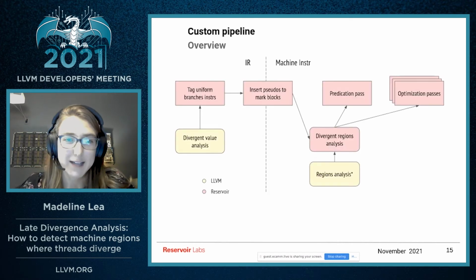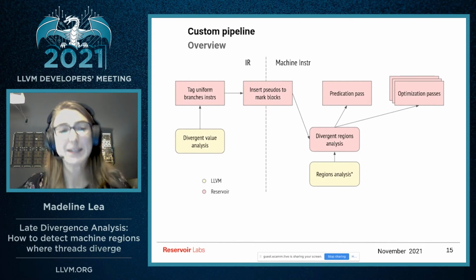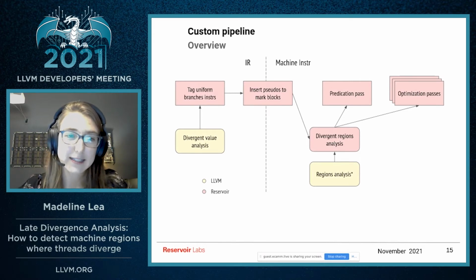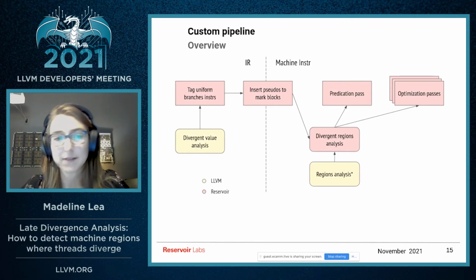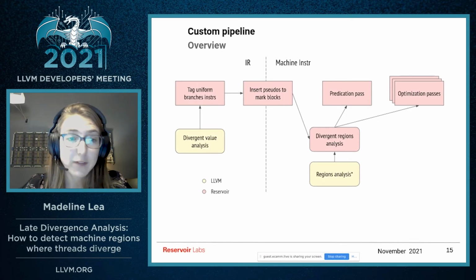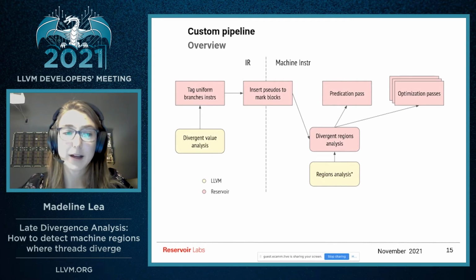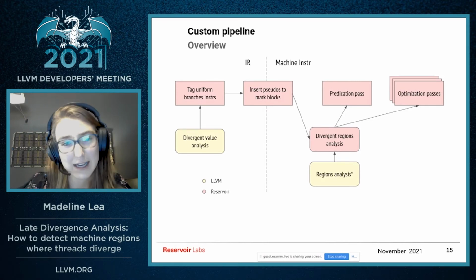To support this full analysis, we built a custom pipeline depicted here. We start on the IR code and we take in that LLVM divergence analysis, and we tag any branch instruction that's known to be uniform, so the opposite of divergent. Then, to preserve that information through selection, we generate pseudo machine instructions and add them to the blocks that have uniform branches. Then those pseudo instructions can be picked up by our divergent region analysis.